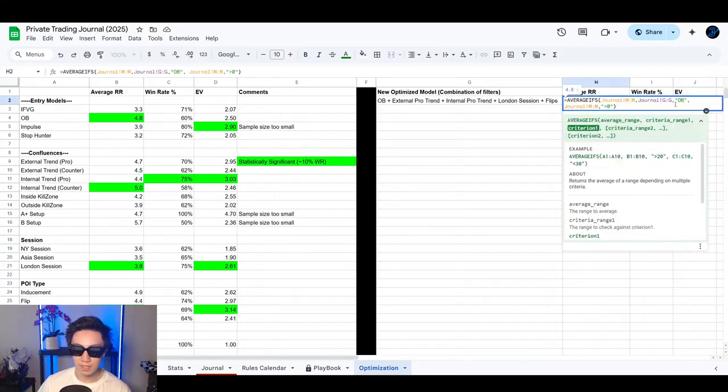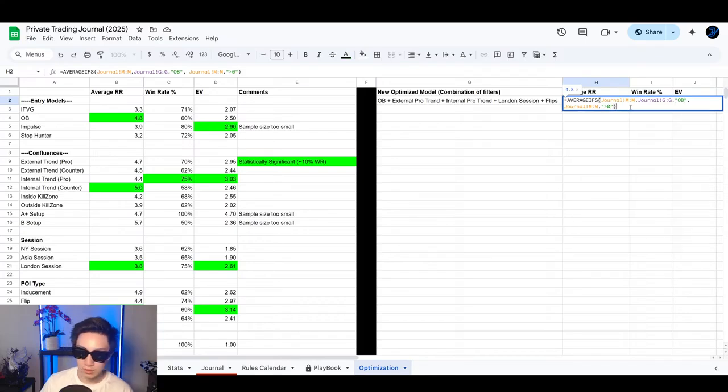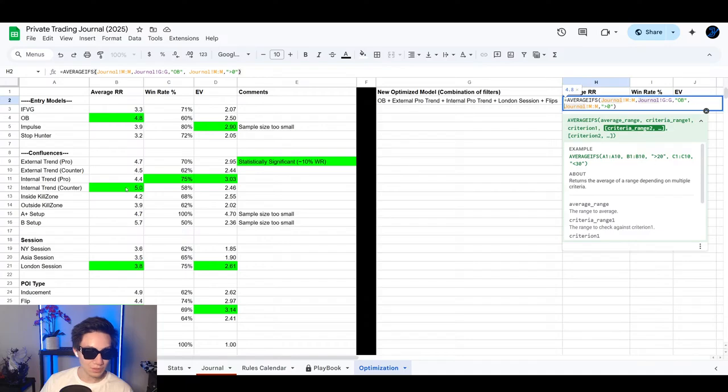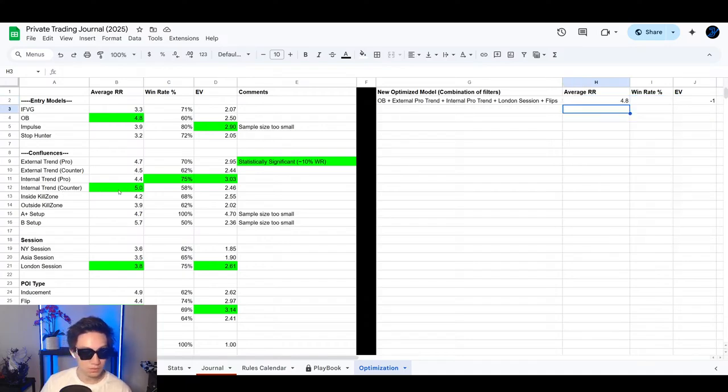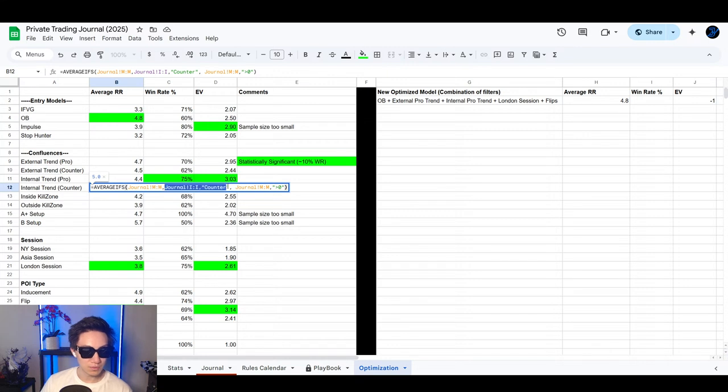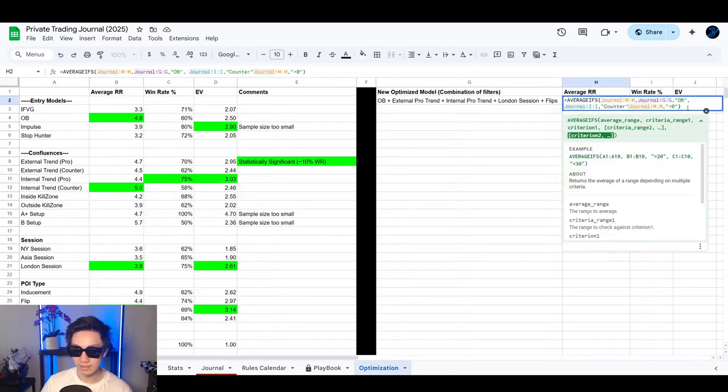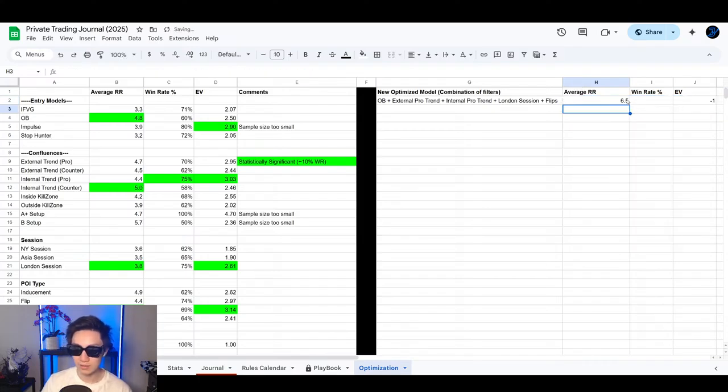So we have OB entry model, and then what else are we optimizing? We're optimizing internal trend counter. So we have to look at this here. What is this formula here? We have to include this. And if I do this wrong, I'll know at the end. I'm not extremely good at spreadsheet or Google spreadsheet. Let's test it out here. So average risk reward, including these two, is 6.5.